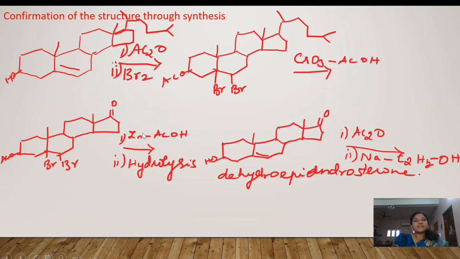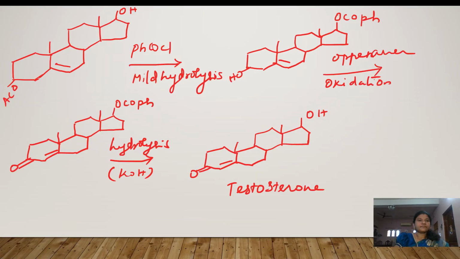Further treatment with zinc and acetic acid and hydrolysis: the hydroxyl group is deprotected and the double bond is introduced. Further treatment with acetic anhydride and reduction with sodium and ethanol, the hydroxyl group at position 17 is benzoylated through mild hydrolysis. The hydroxyl group at position 3 is deprotected.